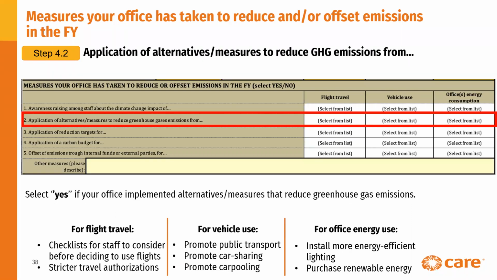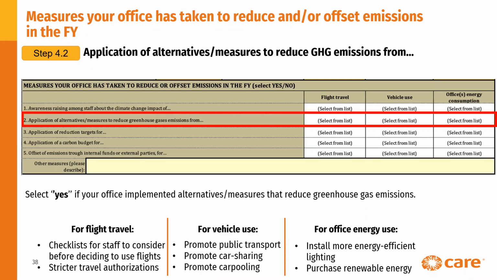Secondly, we look at the application of alternatives or measures to reduce greenhouse gas emissions from each category. So here you may select yes if your office implemented measures that influence, for example, for the first category, flight travel behavior to become less impactful on the climate. So some examples here would be having checklists for staff to consider before deciding to use flights, having stricter travel authorizations, the promotion of the use of trains, buses, boats, or other vehicles instead of planes, or the creation of virtual spaces for meetings instead of flight travel.